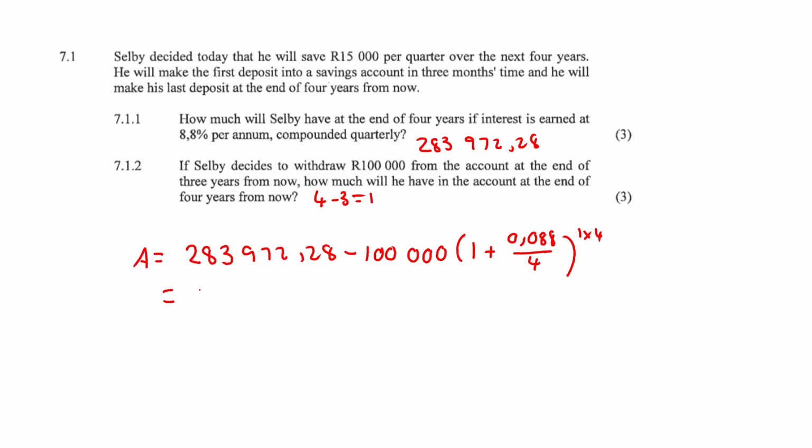You can plug all that into your calculator and you will get 174,877. Round to 2 decimal places because we are dealing with money, we are dealing with cents. Your final answer is 174,877 rands and 60 cents. And that's it.